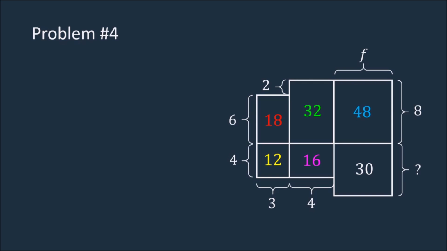Now let's consider the rectangle with an area of 48. So the base is 8 and the height is F. Dividing both sides by 8, we get that F is 6.